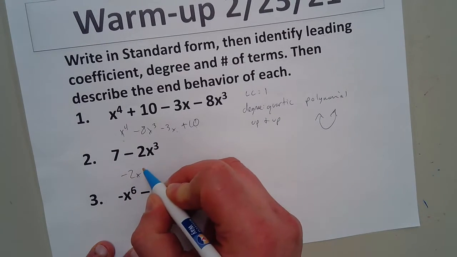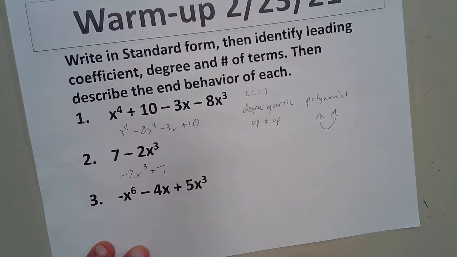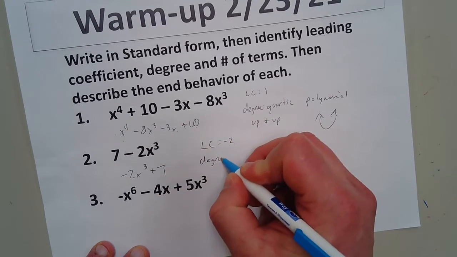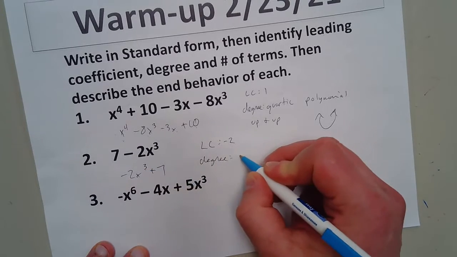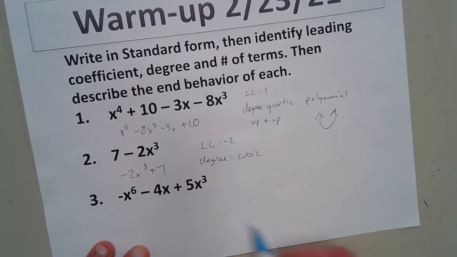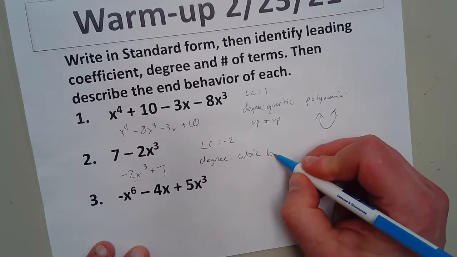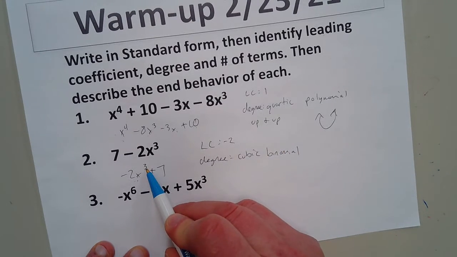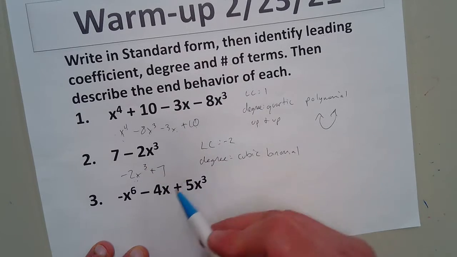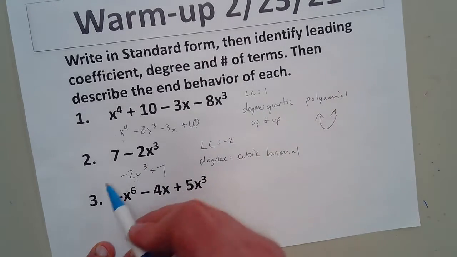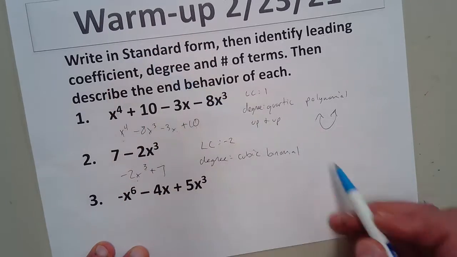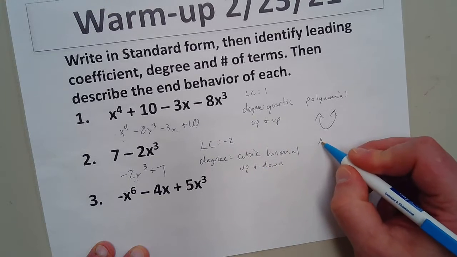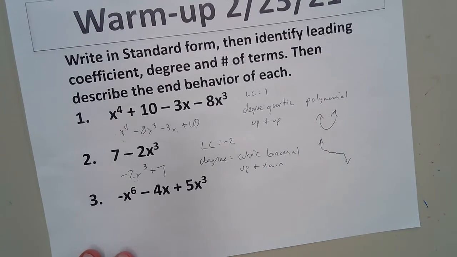So this one, standard form, would be negative 2x to the third plus 7. So lead coefficient is going to be negative 2. Our degree is third, so it's a cubic. This has 2 terms, so it's a binomial. And it's an odd power, so odds behave like linears do. So if it was a positive linear, it'd be going down to up. Since it's negative, though, it's going to be going up to down. So we'd say up and down. So this graph is going to have this kind of thing going on.